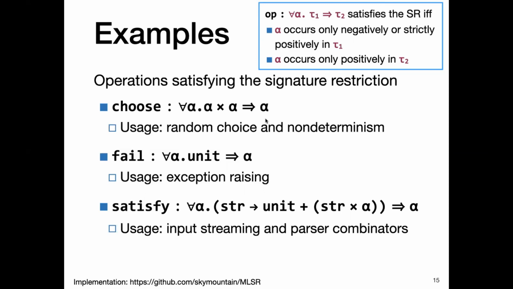And we can apply a similar discussion to the fail operation. For the satisfy operation, this argument type may seem complicated, but the checking is very easy. We can easily find that in this type, the bound type variable alpha occurs only strictly positively. So the satisfy operation also follows the signature restriction. And as a result, all of these three operations satisfy the signature restriction.